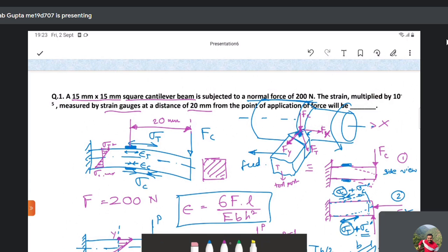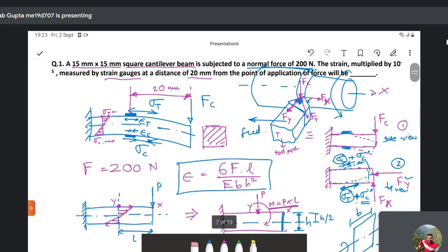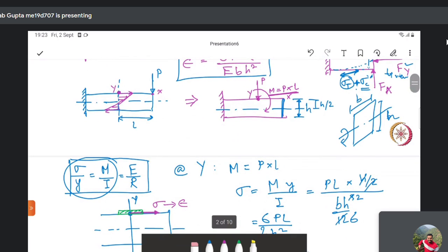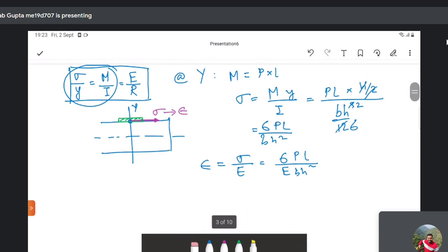Do you have any doubt regarding this? Yes, sir. In this question, the value of E was missing. I asked a question on the forum also, but it was not answered. So I neglected the value of E and solved the question. I just considered it as one, and for that reason I got 7.11 as the answer.